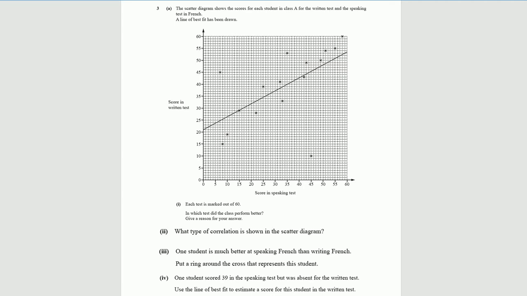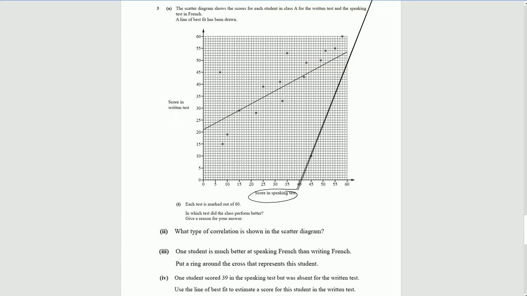Okay, back to scatter diagrams. This one is showing the score for students in the class taking a speaking test in French and a written test in French. Each test is marked out of 60, and we're asked in which test did the class perform better. Well, look at the speaking test results.